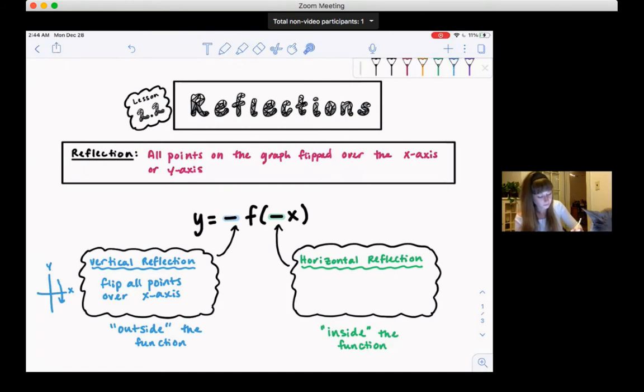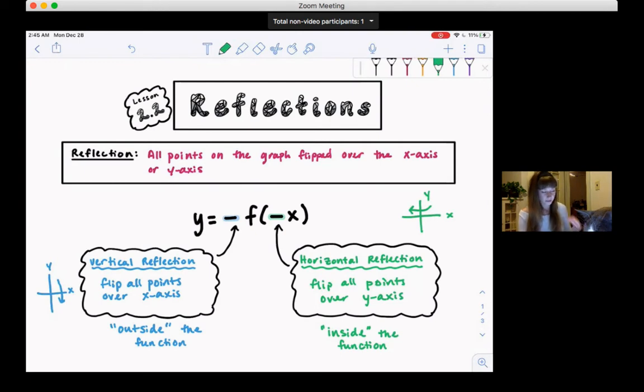All right, if you have a negative inside the function, that's a horizontal reflection, and you're going to flip all points over the y-axis. So again, if these are our axes, here's x, here's y, you're flipping points this way, across the y. That's horizontal, side to side, right?